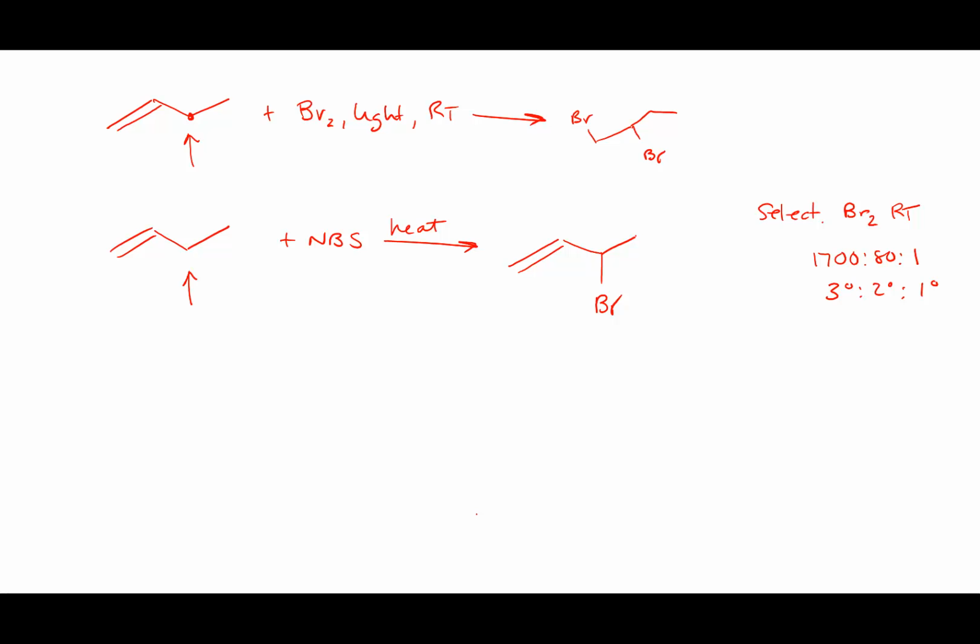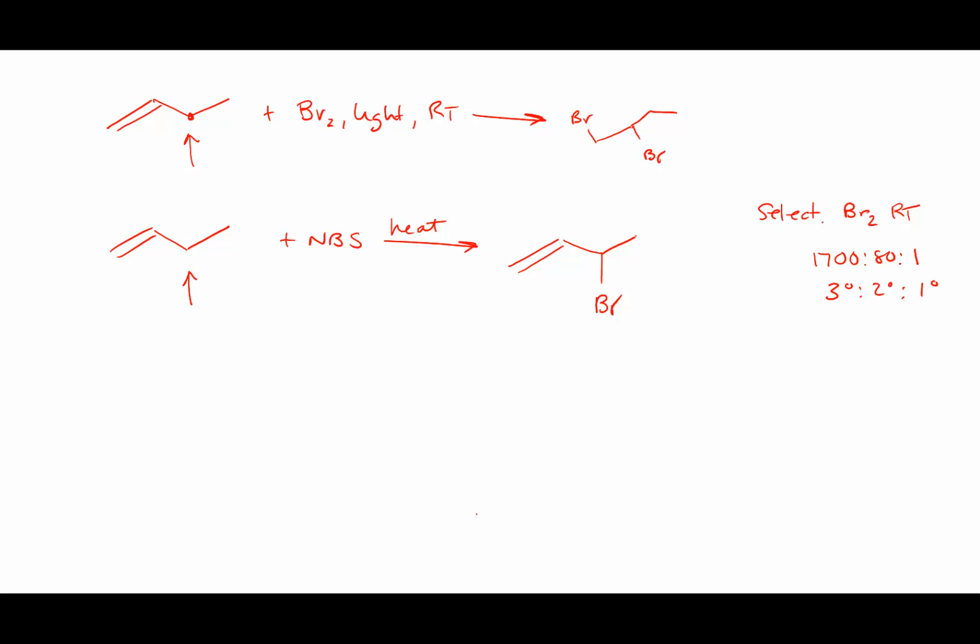And then from here I could do a lot of things. I could use an E2 base like tertiary butoxide or NH2 minus, and I could form the conjugated double bond off that. We've already seen that you could react this with water and replace the bromine with an OH. Our problem there is we're going to get a kinetic and a thermodynamic product.